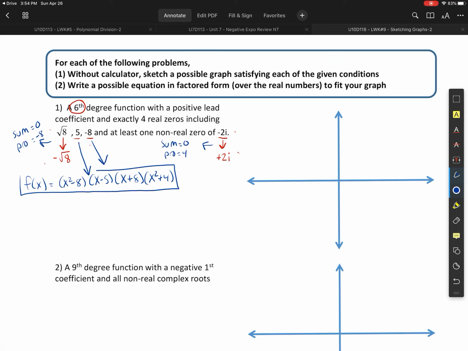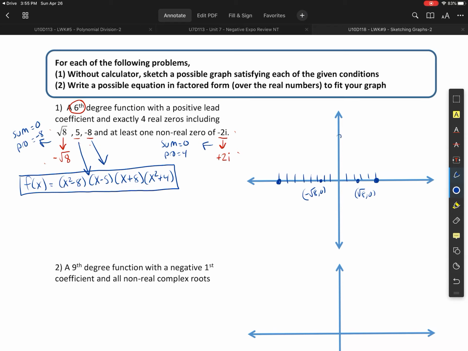That has a 6-degree function with a positive lead coefficient and exactly 4 real zeros, including those, and a negative 2i. Alright, now we got to sketch. So we know 1, 2, 3, 4, 5, 1, 2, 3, 4, 5, 6, 7, negative 8. Now the key thing with the rad 8 is basically just what's the decimal? Well, rad 4 is 2, rad 9 is 3, so we're talking about 2 point something for rad 8 comma 0. And we got negative 2 point something for negative rad 8 comma 0.